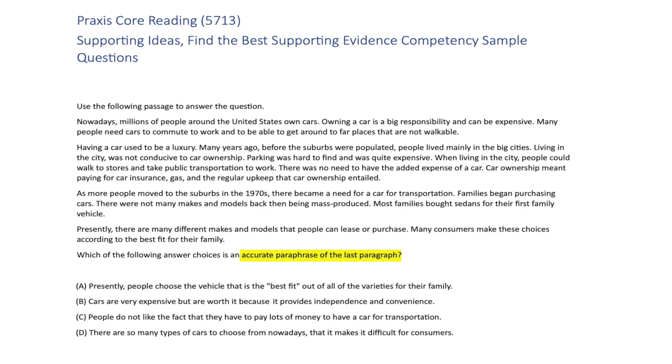So we want to focus on the last paragraph to assist us in answering this question. Well, an accurate paraphrase of the last paragraph is, presently, people choose the vehicle that is the best fit out of all the varieties for their families, which would be answer choice A. And here's why. You can come to the conclusion using key wording in the last paragraph, such as many different makes and models, and according to the best fit for their family.